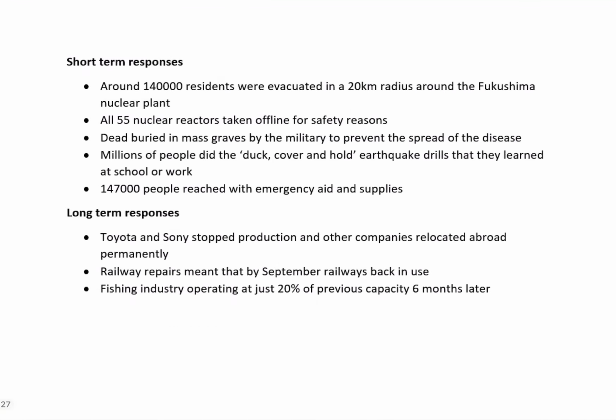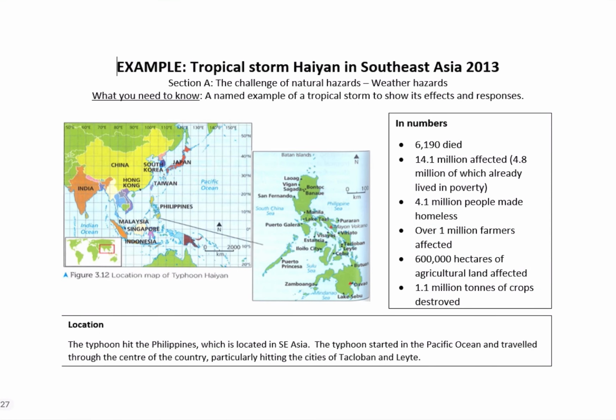UK we've been impacted. Short and long term responses again, so they've evacuated 140,000 residents. You've got 55 nuclear reactors taken offline, obviously for safety reasons. In the long term, you've got that damage, as we said, to car plants in the UK. You've got the fishing industry operating at just 20% of its previous capacity 6 months later. So you might argue, yep, they seem to be back up and running pretty quickly, but they're not back up and running at full speed, are they? So there's your big contrast again to Nepal.